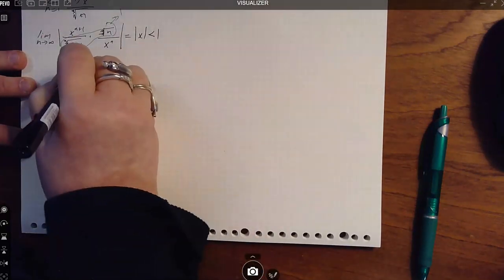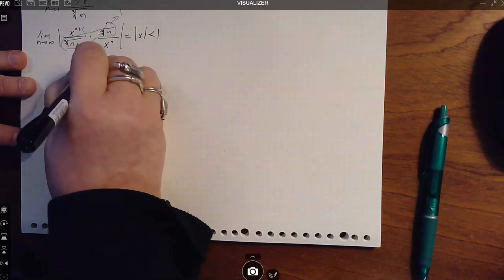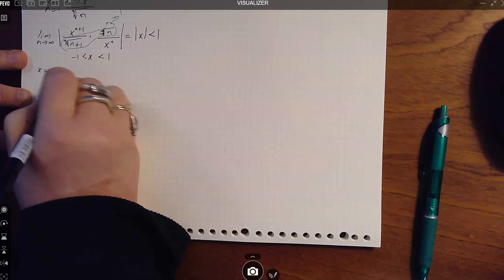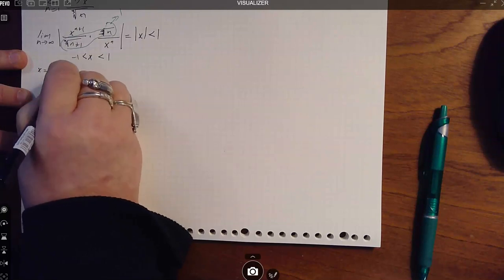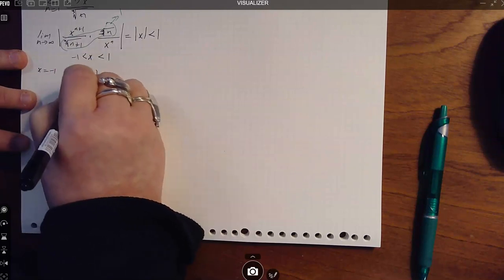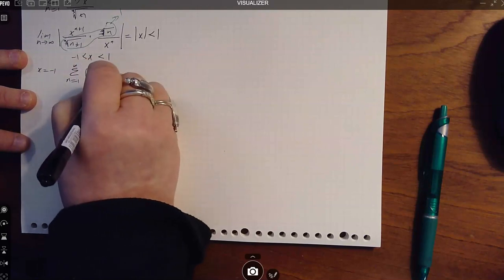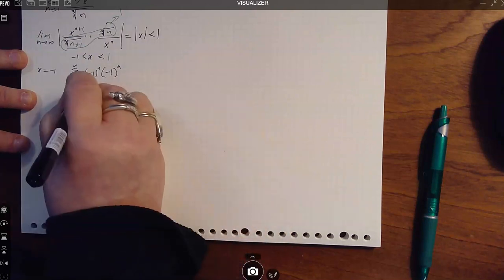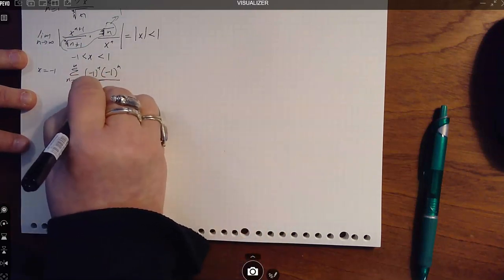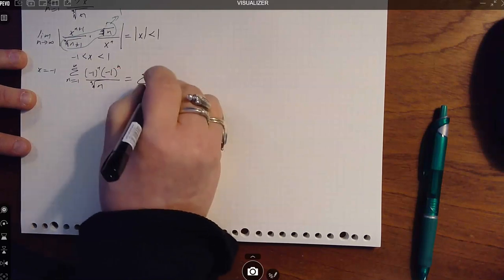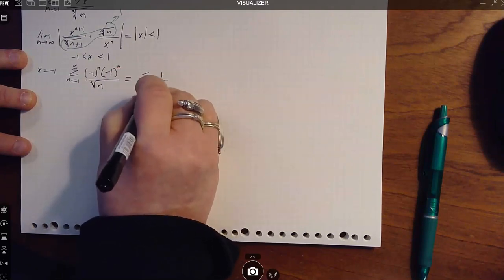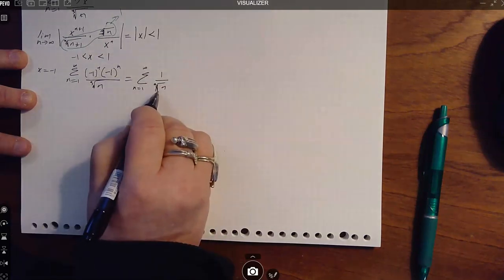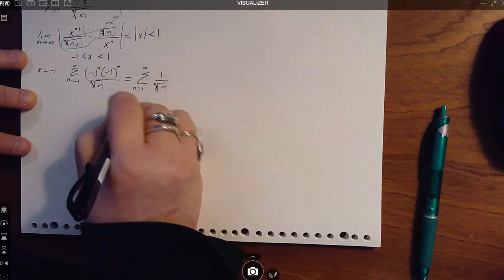So I have an interval from -1 to 1. Check the endpoints. If x equals -1, I get the summation as n goes from 1 to infinity of (-1)^n times (-1)^n. These guys are going to cancel, so it'll just be 1^n over the cube root of n. Now, p's not big enough. P's only 1/3, so this is going to diverge.